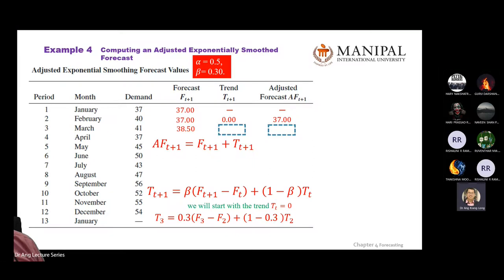Forecast F is 39. How you get 39? 0.5 times 37 plus... How you get your forecast number 5? You tell me how you get forecast number 5. 0.5 times 37 plus 0.5. You are doing May, right? Yes. So your F5 is what? 45. What is the number here? How you get 45? Explain.